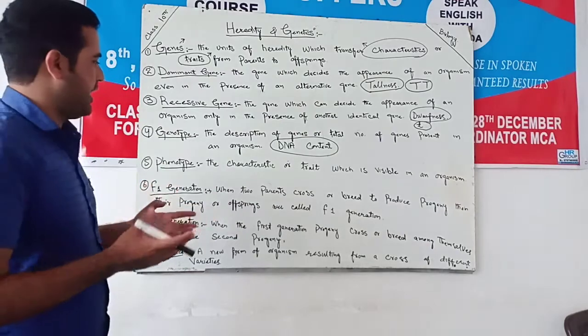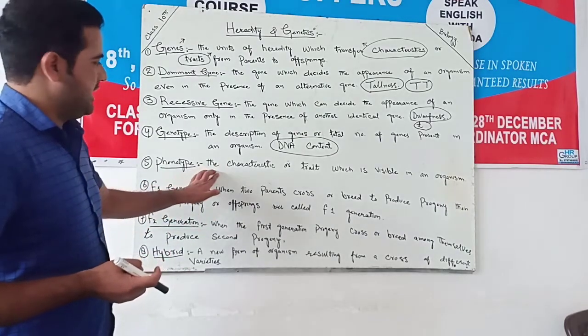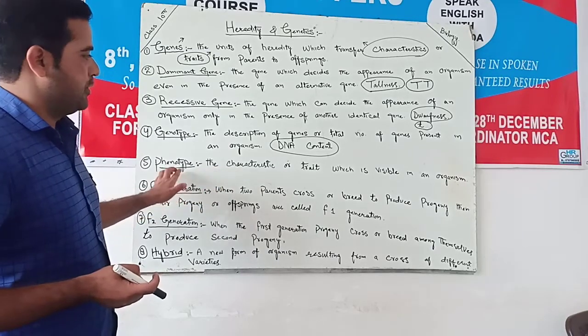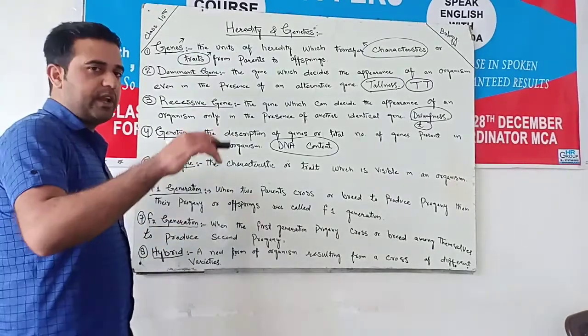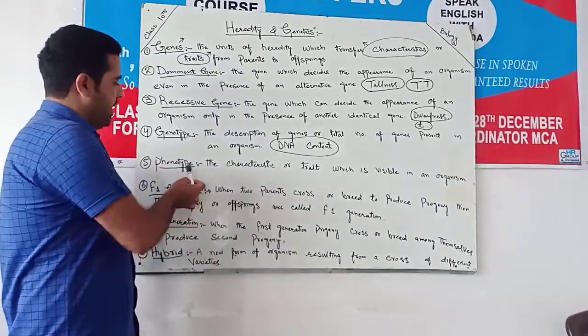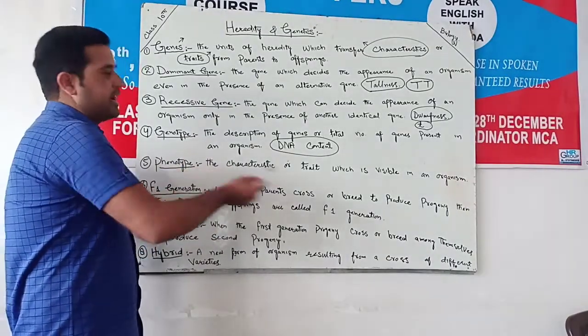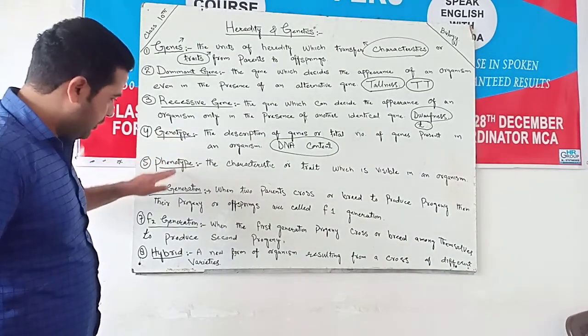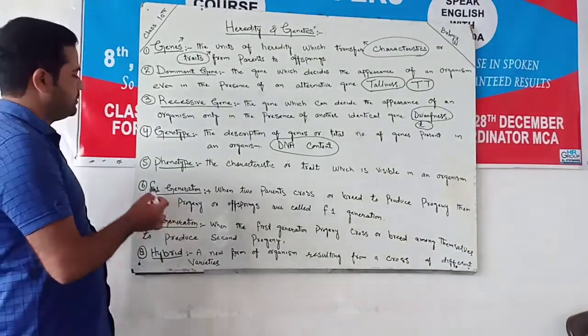All this appearance present in an organism is described by the phenotype. So phenotype is the overall appearance of an organism, and this phenotype is decided by the genotype. The genotype decides the phenotype of an organism.